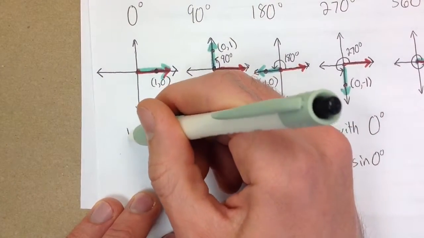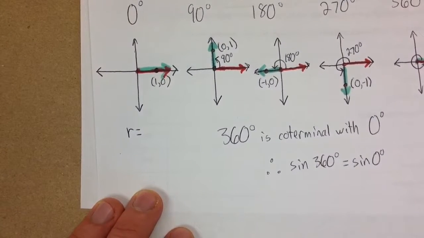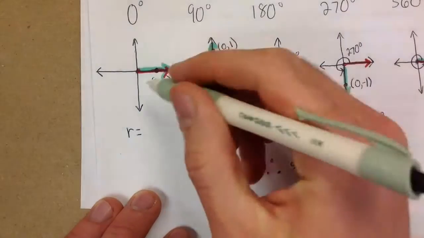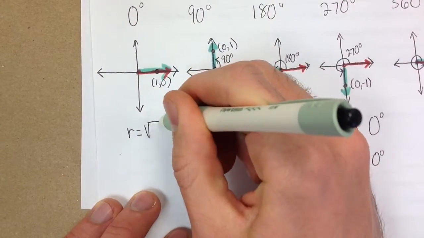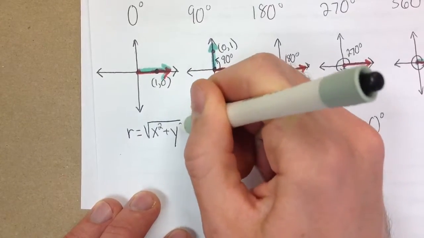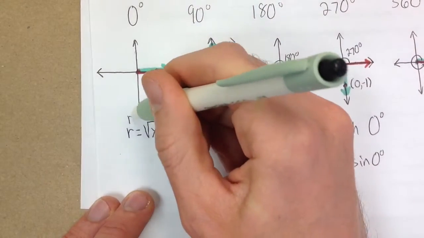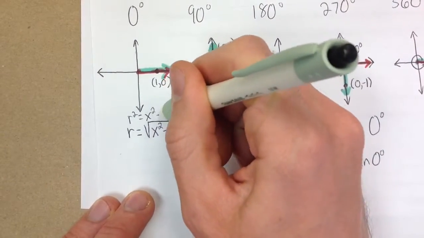Question is, what is R? It's not even a triangle, it's a line. Isn't it the two sides, like the Pythagorean theorem? Very good. A squared plus B squared plus C squared, or R in this case. So from the Pythagorean theorem, you get this: r squared equals x squared plus y squared.